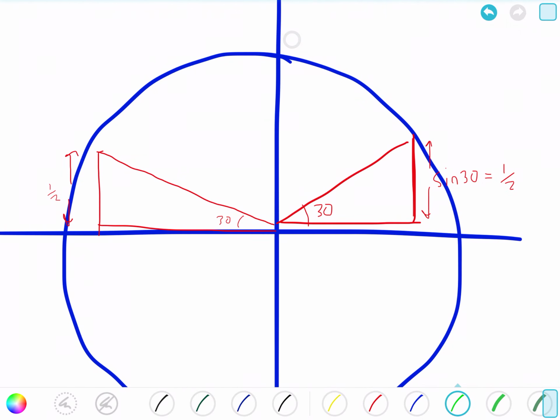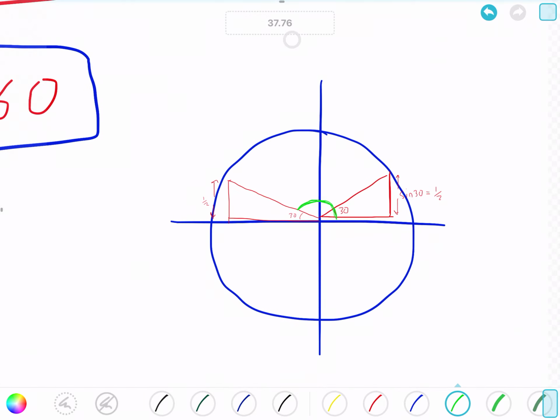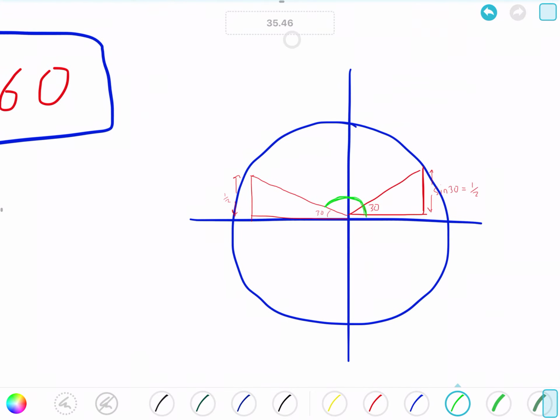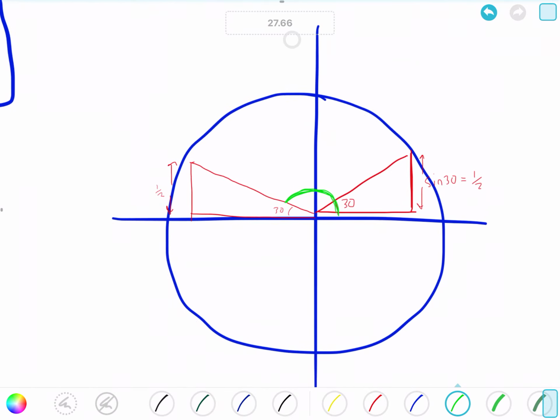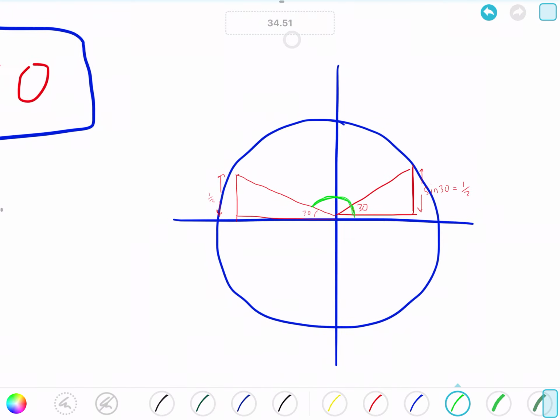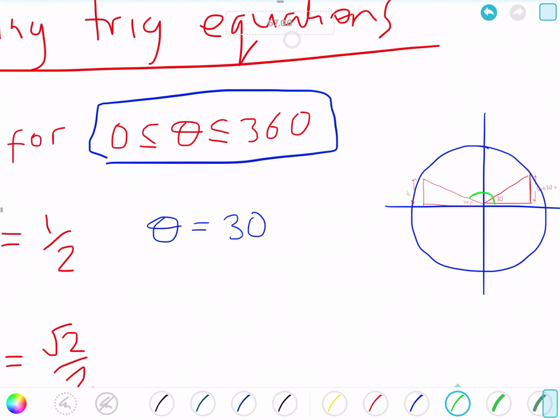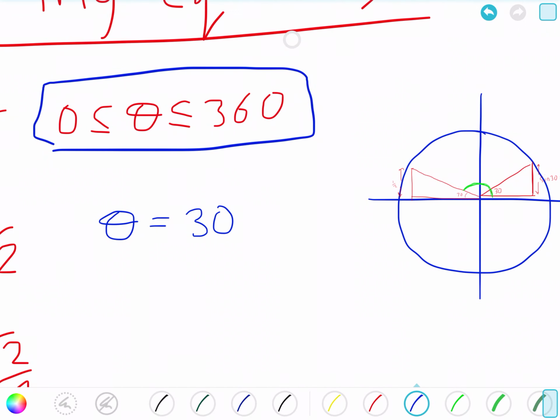Now remember, the angle is always measured from the start, so we're looking for this angle here. So you should be able to see that all you have to do is 180 minus 30, and you get 150. So sine of 150 would give you the same height, so it would give you the same answer. So you could say that theta is 30 or 150. If I were you, I'd just type in sine of 150 on your calculator to check that that's actually right.